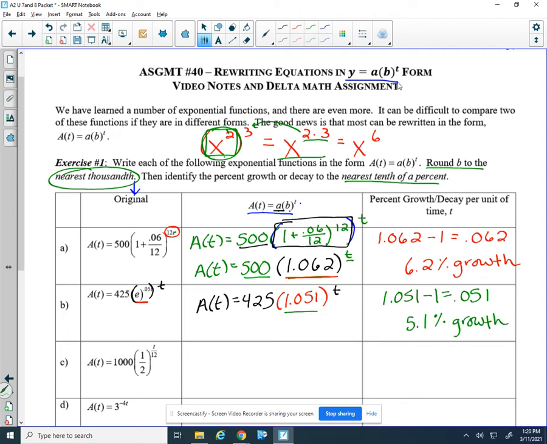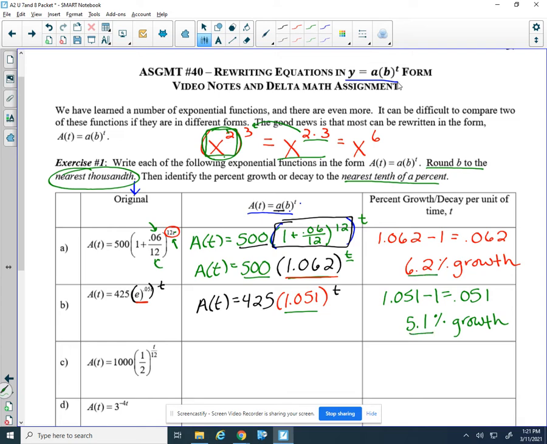Looking at these two equations, those aren't really surprising to me, because this one is set up for 6% compounded monthly. That's the type of formula we have. So I expect, because of the compounding, this percent is going to be a little higher than 6%. Same deal with this one: we have 5% growing continuously, so I expect to get a little bit more growth out of that continuous growth, and we see that in both of these answers.